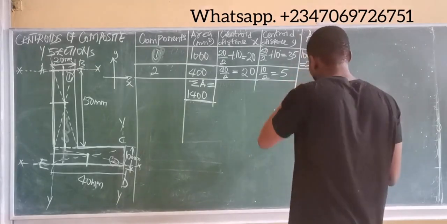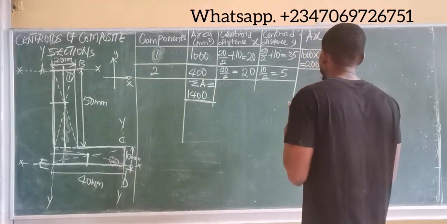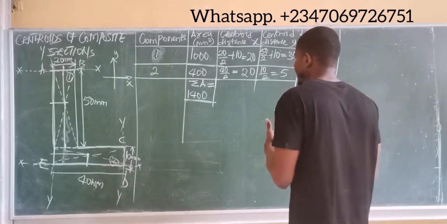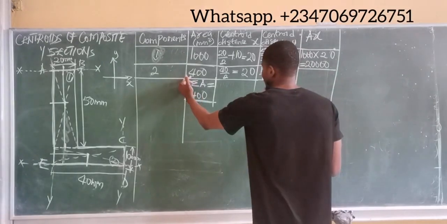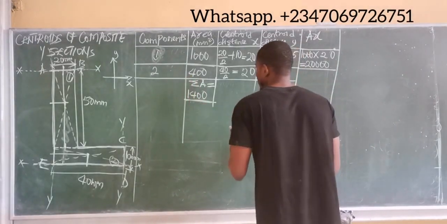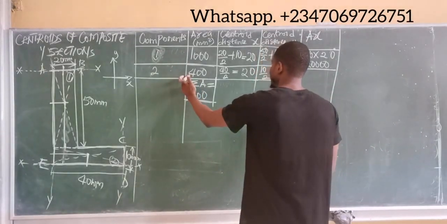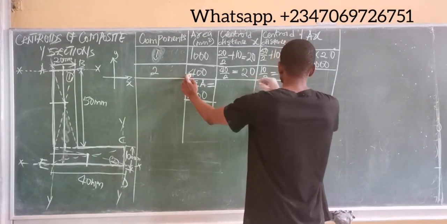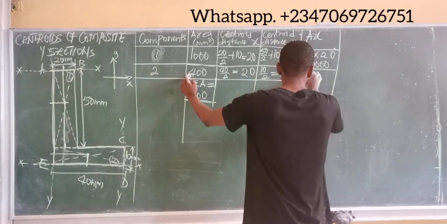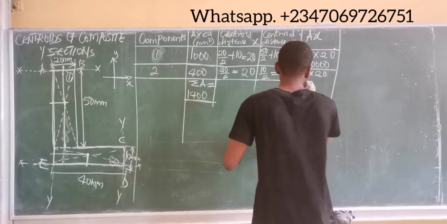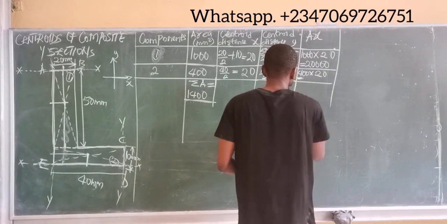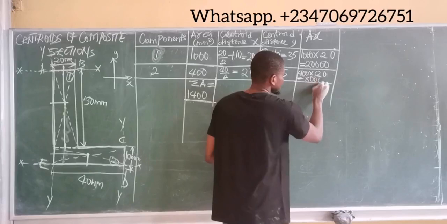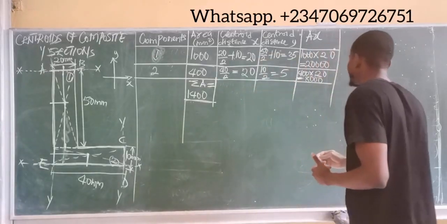The area, that is simply the area of the shape, the first shape, and the centroidal distance. Next, also obtain the area of the second shape and the centroidal distance about the x direction. So we simply have 400 times 20, and that will simply give us 8,000.